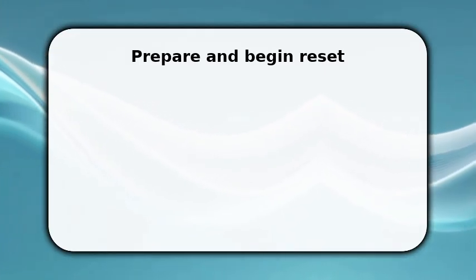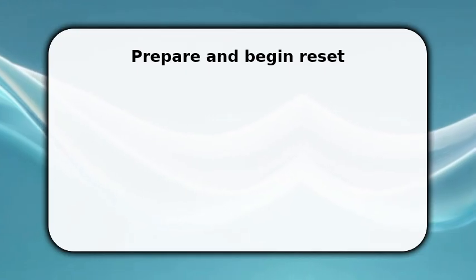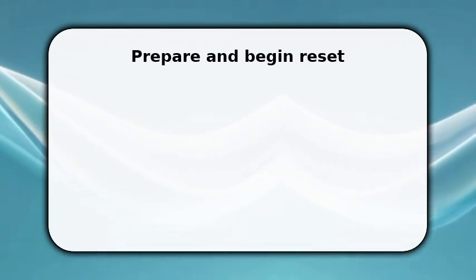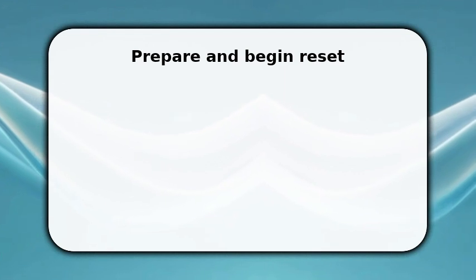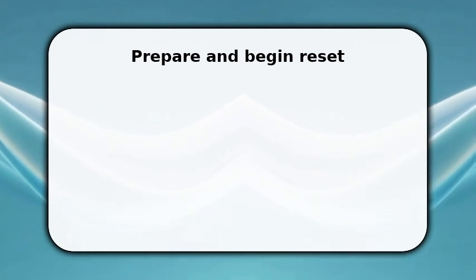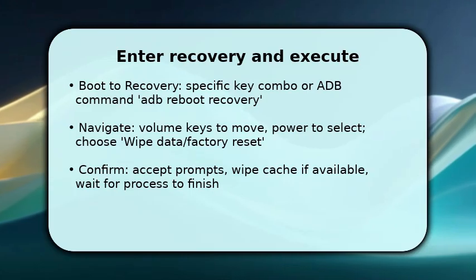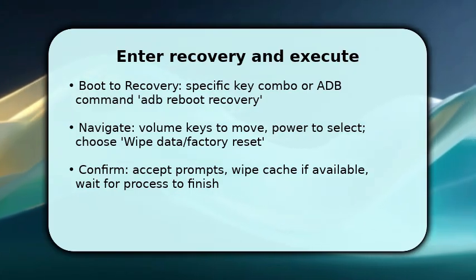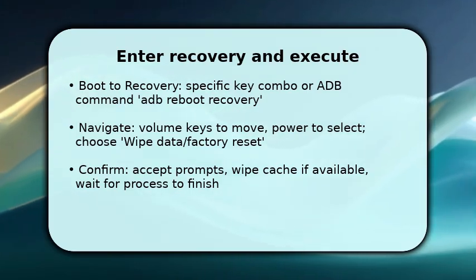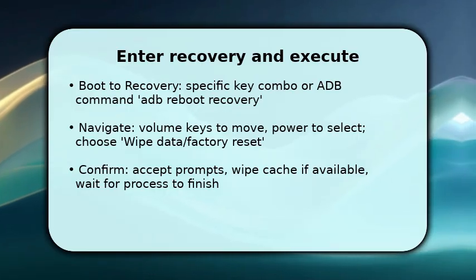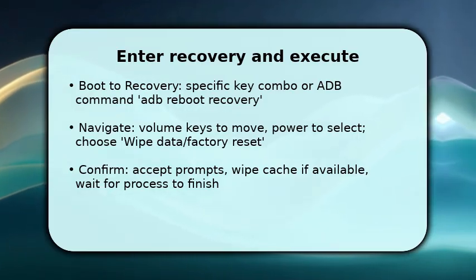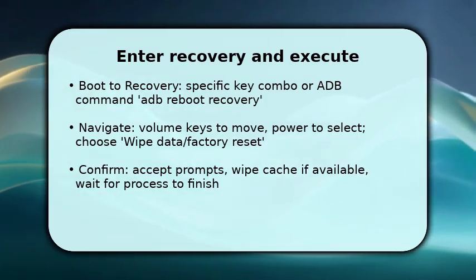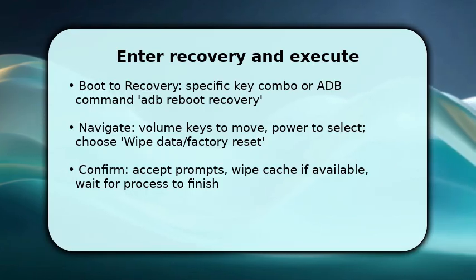Also confirm OEM unlock if using advanced recovery, remove the SD card, and write down account passwords before proceeding to recovery mode. You'll now enter recovery and perform the factory wipe. If the device is on, use the model's key combo or run an ADB reboot recovery. Once in recovery, use volume keys to navigate and power to select, choose wipe data or factory reset.